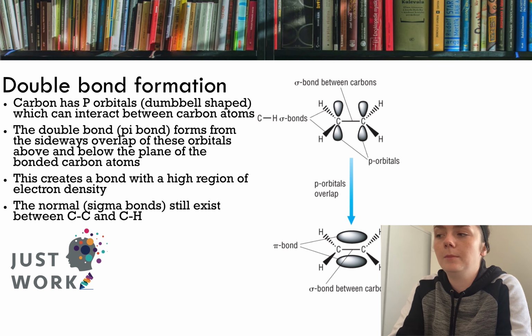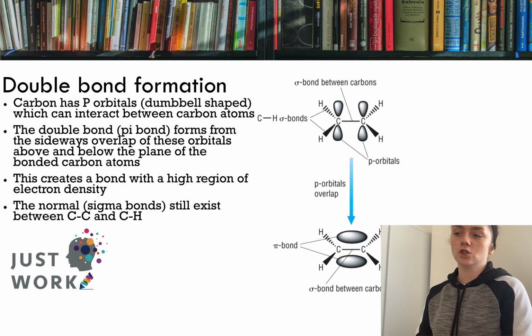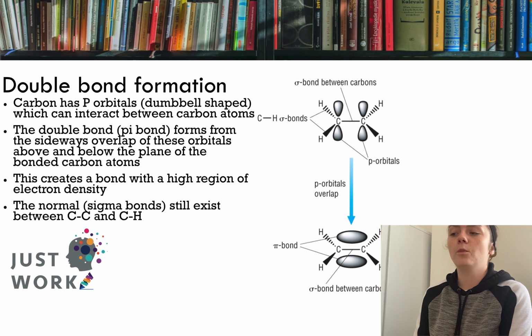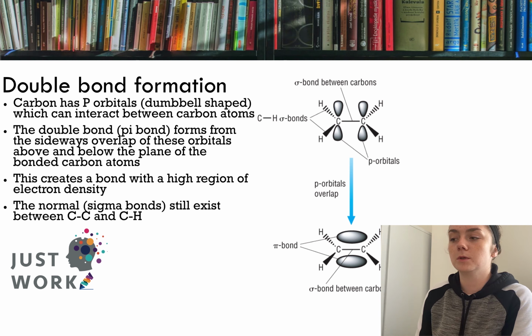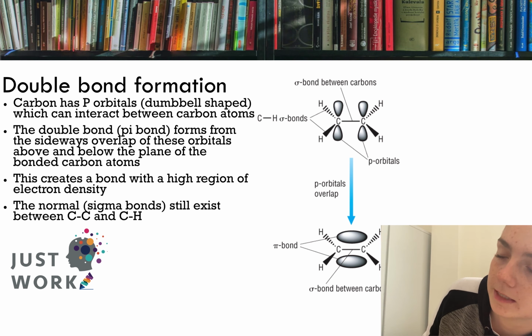So as we know, carbon has p orbitals and those p orbitals are dumbbell shaped. Now these can interact between the carbon atoms, and the double bond, which is also known as a pi bond, forms from the sideways overlap of these orbitals above and below the plane of the bonded carbon atoms. It creates a high electron density around the bond, and we also still have the normal sigma bonds between the C and the CH's as well. So I think that's shown really well on the picture on the right hand side of this slide.